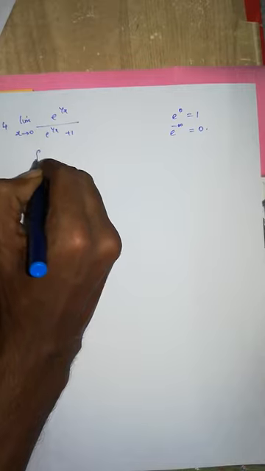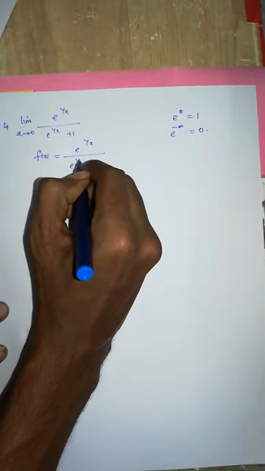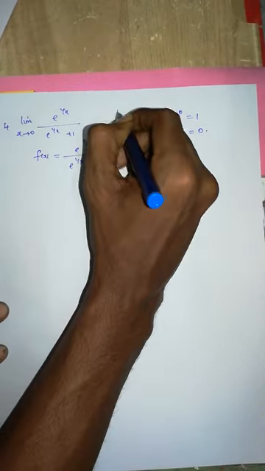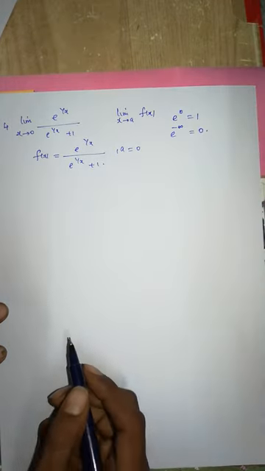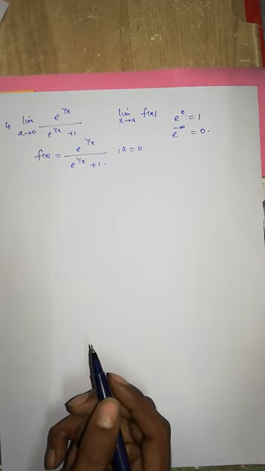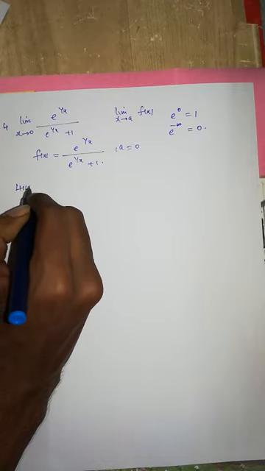Now here f of x is e power 1 by x divided by e power 1 by x plus 1. a is 0 here, because you need to compare with limit x tends to a of f of x. So I have a equal to 0 and f of x equal to e power 1 by x by e power 1 by x plus 1. First I will find the left hand limit.